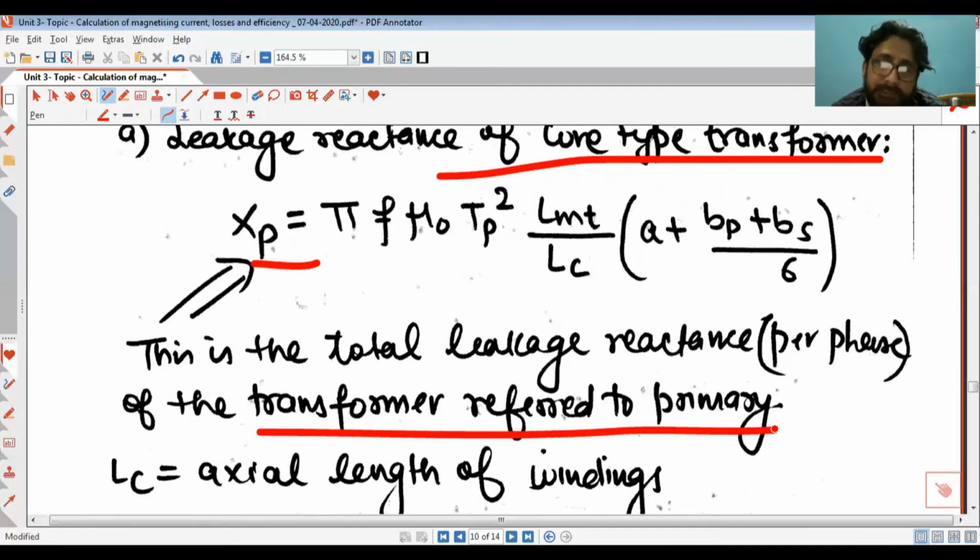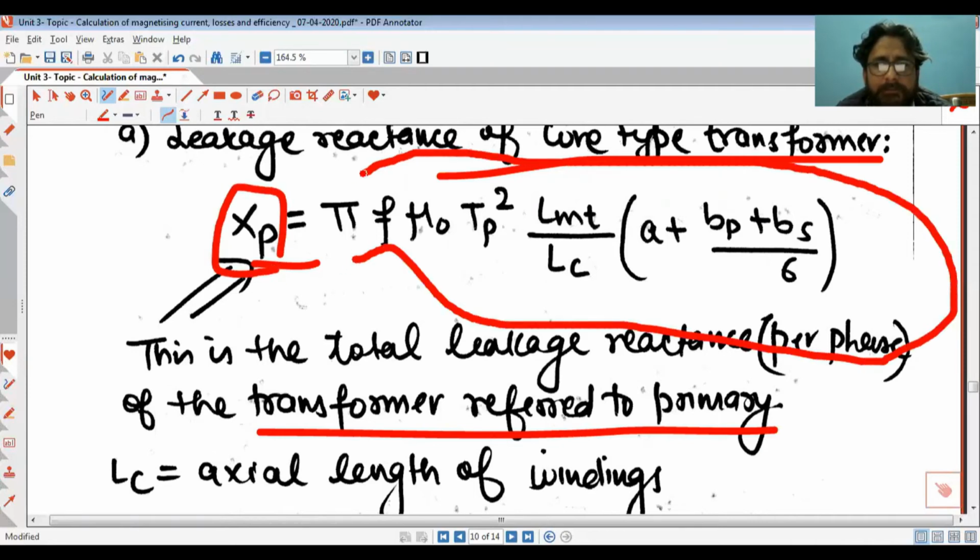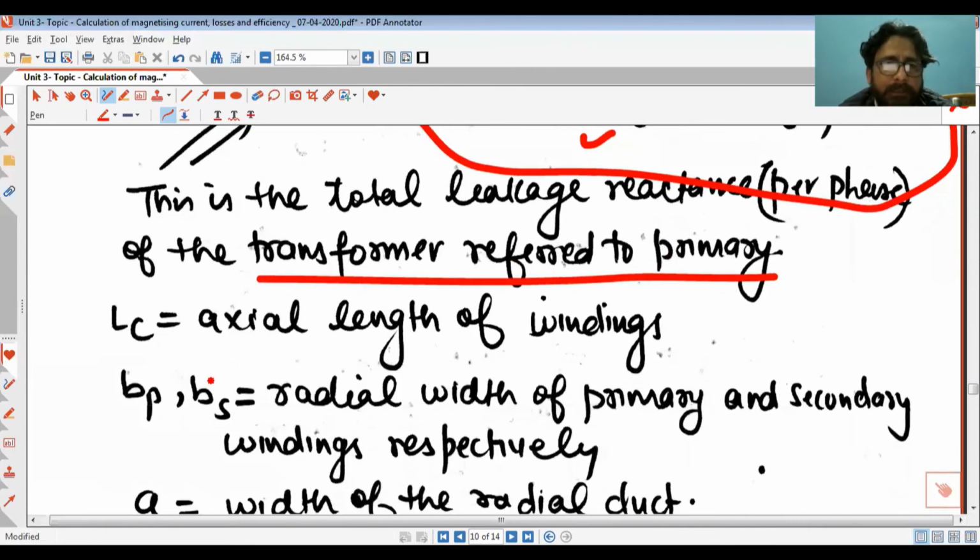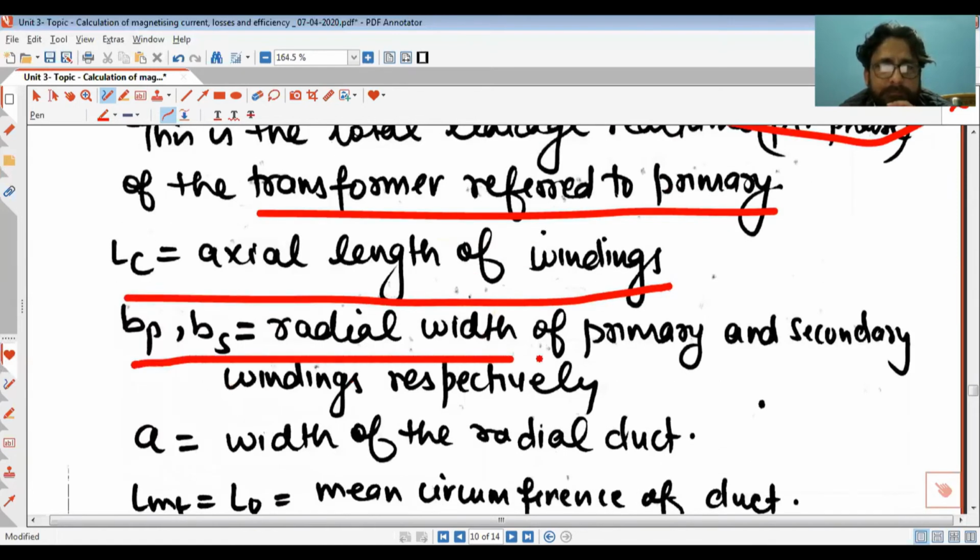What does it mean? It means that all the parameters of secondary winding are considered to the primary winding, right? Means the two circuits have been converted into a single circuit. So the reactance of the transformer is given by this equation, where A, BP and BS, LMT and LS, LC, these are the dimensions of the transformer core and windings, and they are written here.